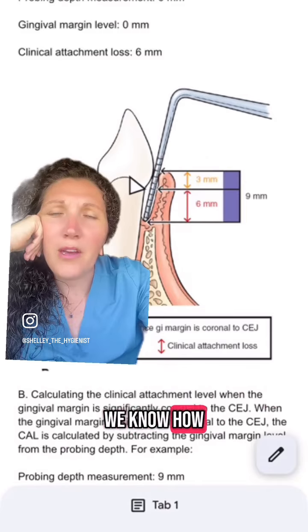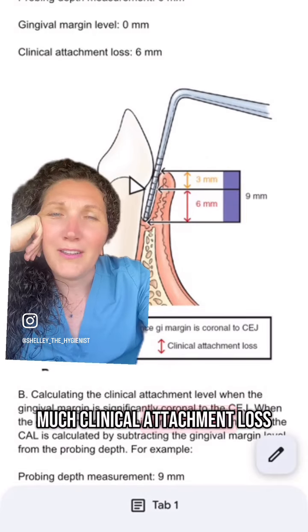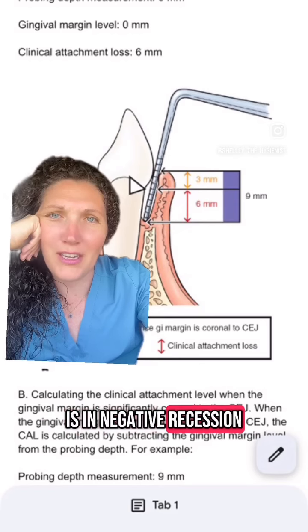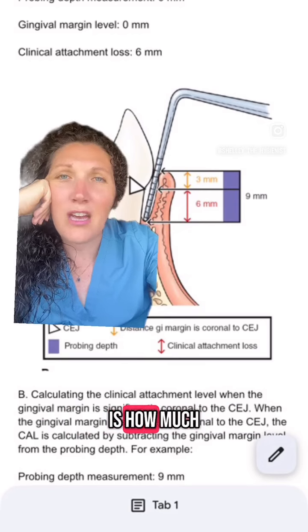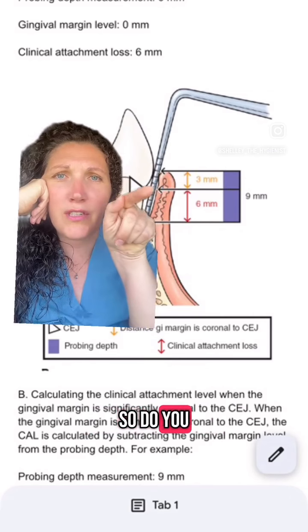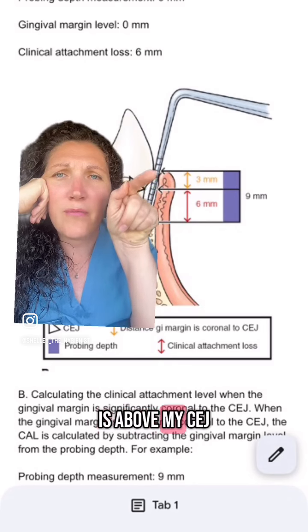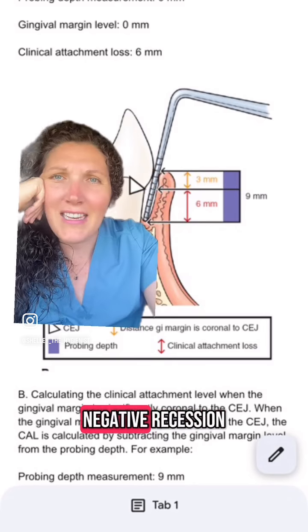So how do we know how much clinical attachment loss, or where the clinical attachment level is, in negative recession? Negative recession is how much tissue is coronal. Do you see my CEJ? And here is my tissue and here's my margin. How much tissue here is above my CEJ? That is my negative recession.